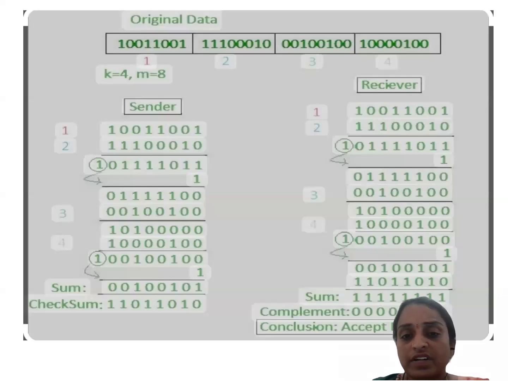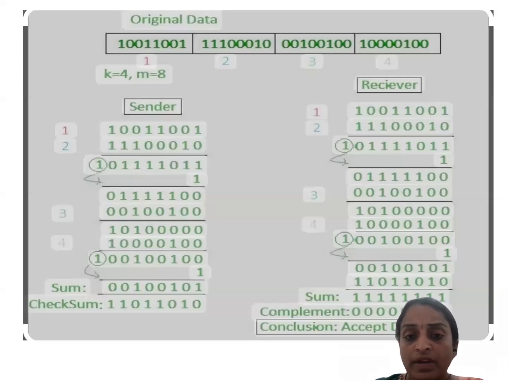Here, this one represents the original data. Now, I will divide this data into 4 parts. Here the data is divided into 4 segments, so K is equal to 4. Each and every segment contains an equal number of bits, meaning M is equal to 8. Each segment contains 8 bits of data.